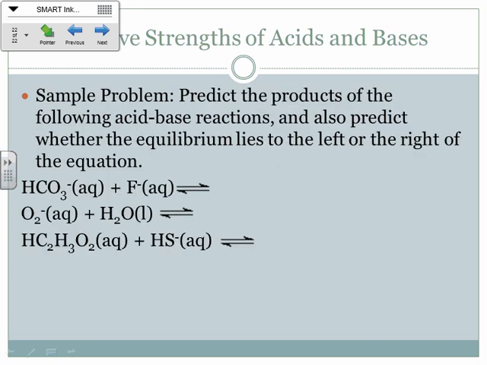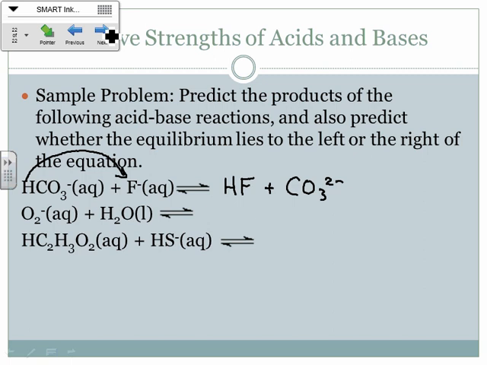Predict the products of the following acid-base reactions, and also predict whether the equilibrium lies to the left or the right. So we've got one here, HCO3 minus plus F minus. What's probably going to happen here, the F doesn't really have any protons to donate, so going by the Bronsted-Lowry definition, the hydrogen is probably going to go to the F. So then we're going to end up with HF plus CO3 2 minus.